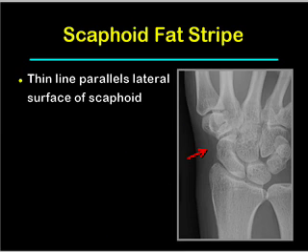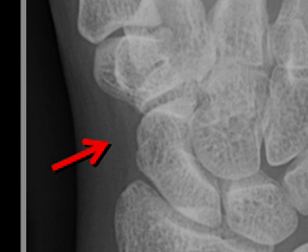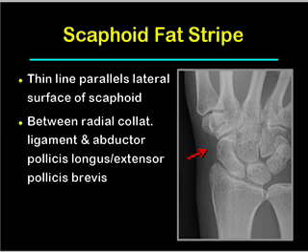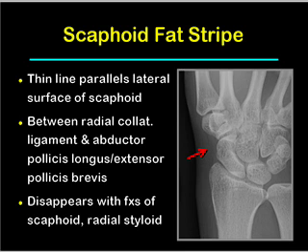The scaphoid fat stripe is a thin, lucent line that parallels the lateral surface of the scaphoid, shown here by the red arrow. It is a lucency that occurs between the radial collateral ligament and the abductor pollicis longus and extensor pollicis brevis tendons. It may disappear with fractures of the scaphoid or with fractures of the radial styloid. However, it may also disappear normally due to positioning of the wrists, so it is a much less reliable fat plane indicating the presence of trauma.